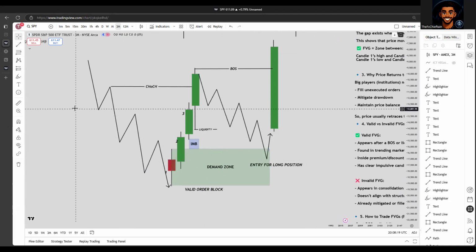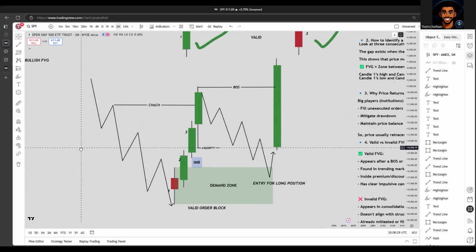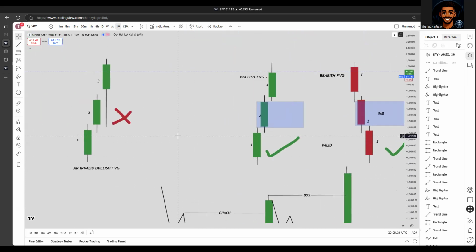Okay, I can hear you now. Is it all order blocks that have an imbalance? No, no, no, no.